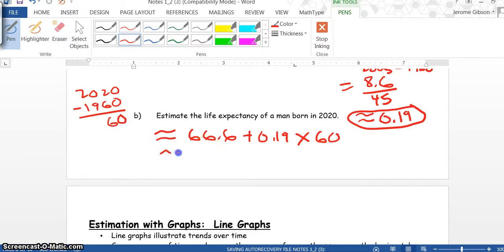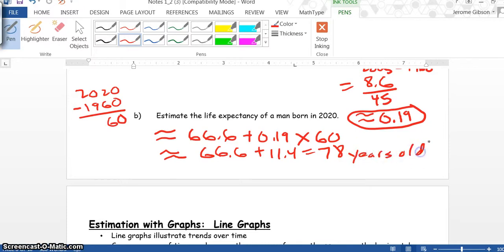So now, we will multiply and then add 66.6. So we add 66.6 plus 11.4, and that equals 78. So a man born in 2020 has an expected life expectancy of 78 years old, approximately.